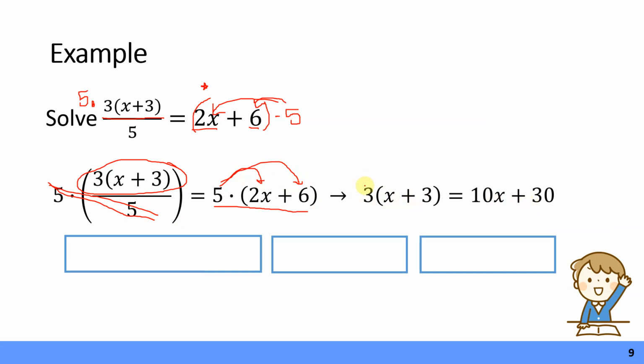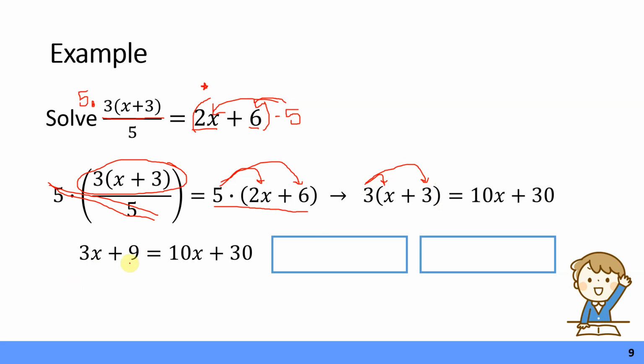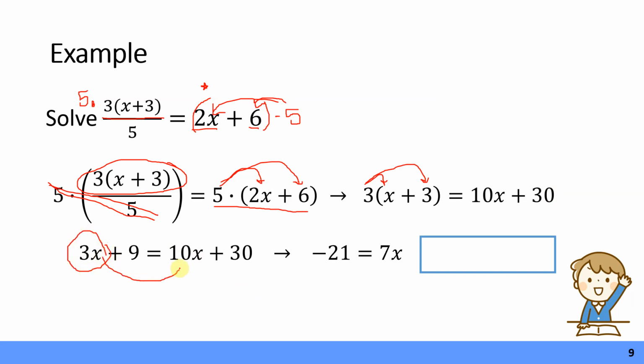There's no more fractions, but there is parentheses. Remember, every time you see parentheses, means we're going to distribute. That gives me 3x plus 9. And of course, on that side, we still have that. Now, from here, you should know what to do, right? The x's have to be on the same side of the equal sign, and the numbers have to be on the same side of the equal sign. So what I did is that I moved the 3 to this side.